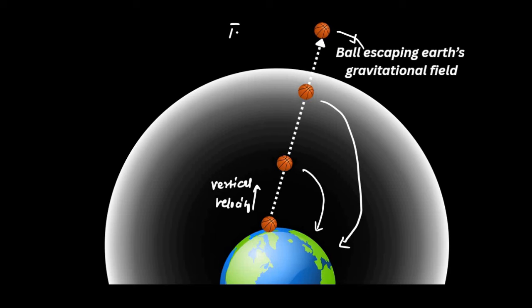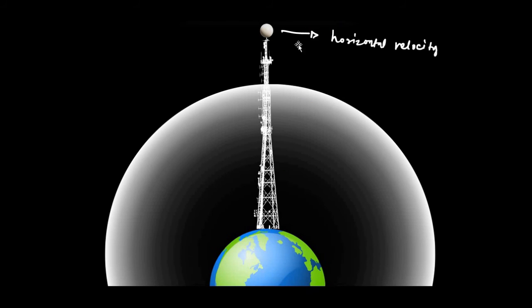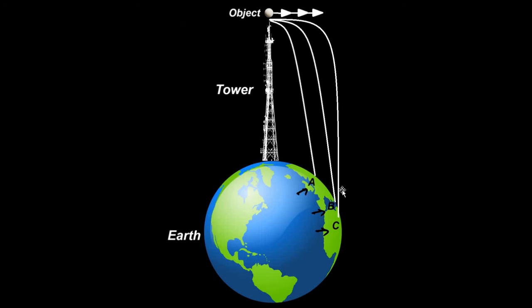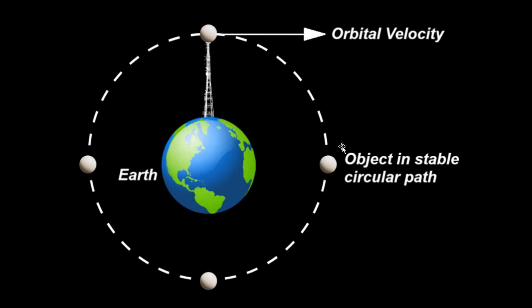Okay, it is called escape velocity. So the velocity in the first case, the vertical velocity in the upward direction, which ensures that the object goes to such a height that it escapes Earth's gravitational field, that is called escape velocity. And once the object has escaped Earth's gravitational field, the horizontal velocity given ensures that the object misses hitting the surface of the Earth and moves around the Earth in a circular path, that is called the orbital velocity.